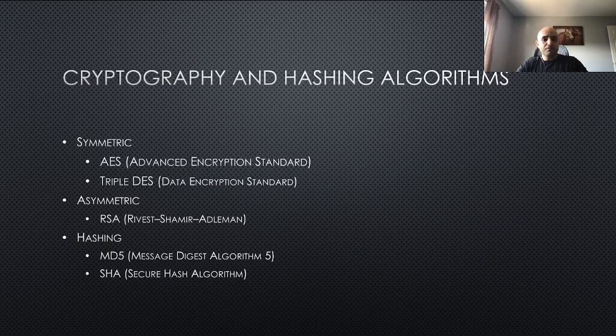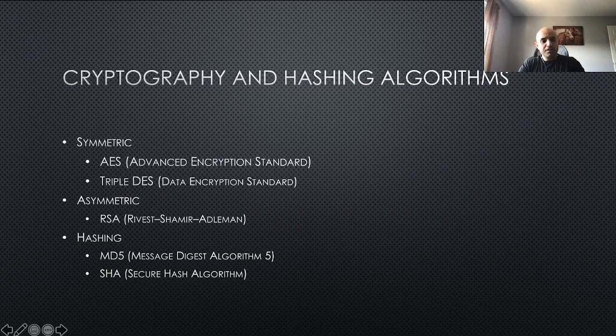There are different types of hashing and cryptographic algorithms that are very famous these days, have been around for a while, and are being used. For symmetric algorithms, we have AES, Advanced Encryption Standard, and 3DES, which applies the Data Encryption Standard 3 times, technically. For asymmetric algorithms, public key cryptography, we have RSA, one of the most famous ones. It is named after its creators, Rivest, Shamir, and Adleman. These are the guys who created it.